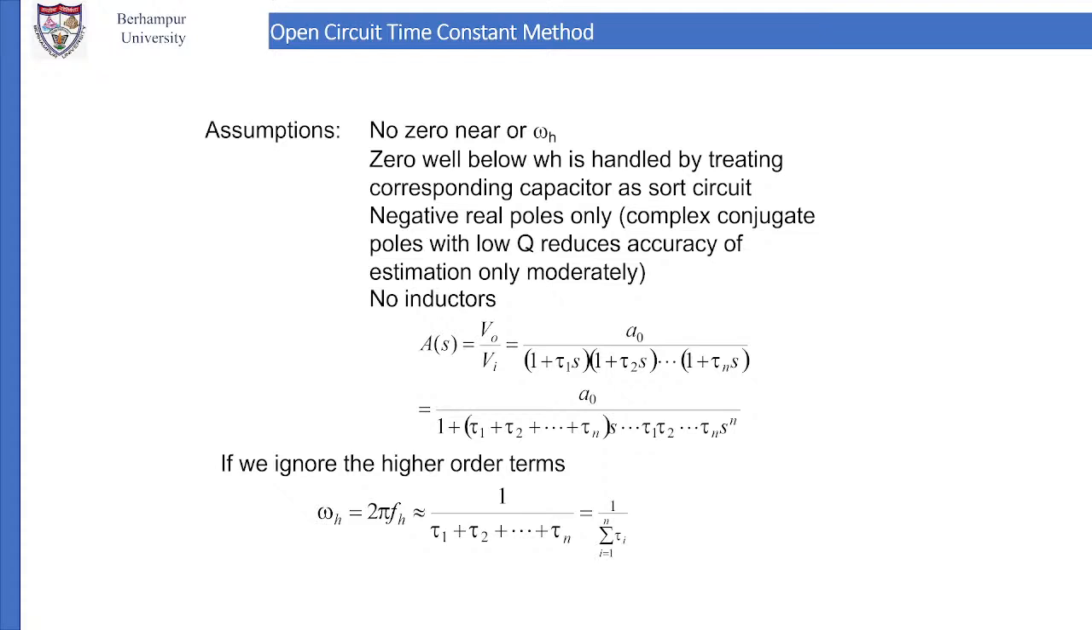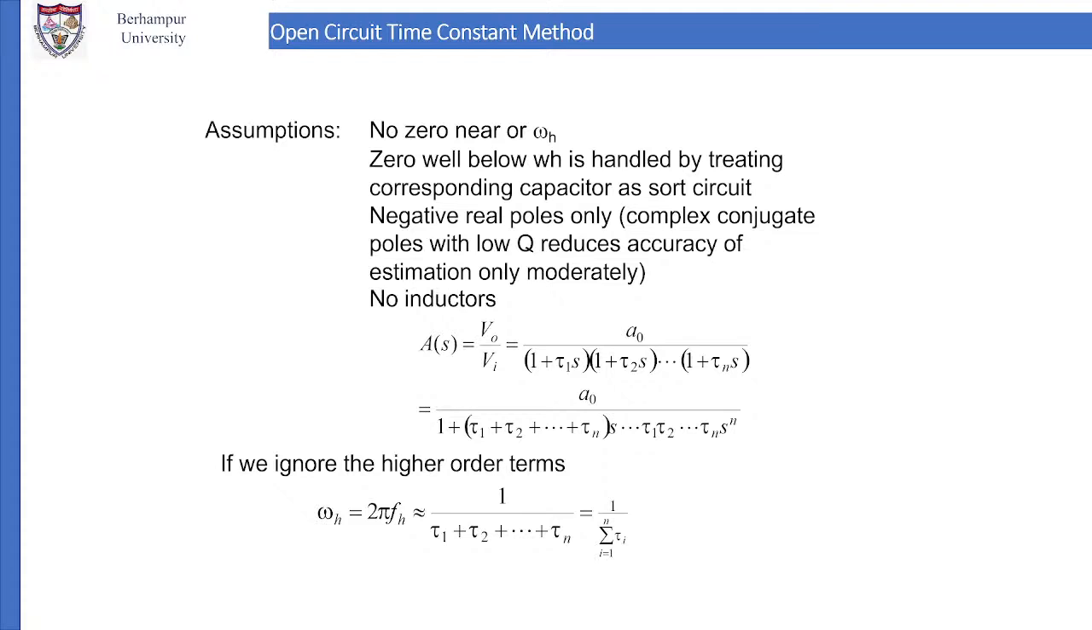The third assumption is negative real poles only. Only the poles are negative and real. There are no complex poles. Complex conjugate poles with low Q reduce the accuracy of the estimation only moderately. There are no inductors. So these are the four assumptions for the OCT method.